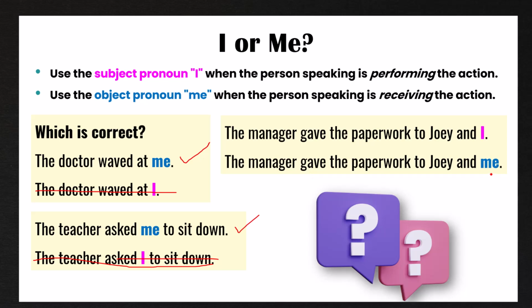In this example, the second sentence is correct and the first one is incorrect. Joey and me are receiving the action from the manager, so we have to use the object pronoun. Again, we only use the subject pronoun I when the person speaking is performing the action, and usually that will come before the verb.